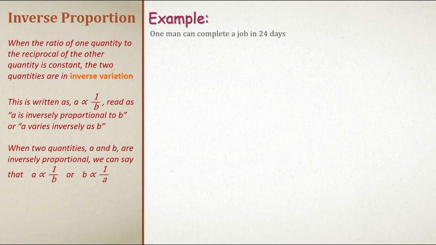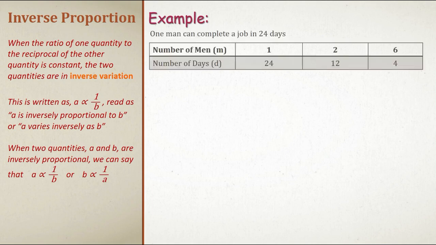Let's take an example. One man can complete a job in 24 days. But let's say if the number of men increases, the job will be completed in fewer days, because now there will be more men working on the same job, correct? So if there are 2 men, the same job which earlier took 24 days can now be completed in 12 days. And if there are 6 men, it can be completed even faster, because now it will be completed in 4 days. Now, how did I get these values?